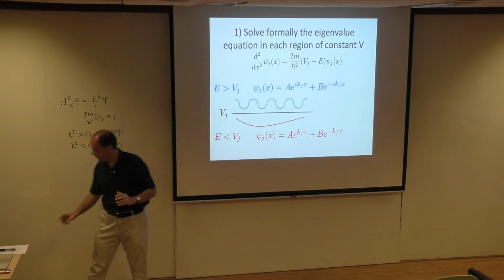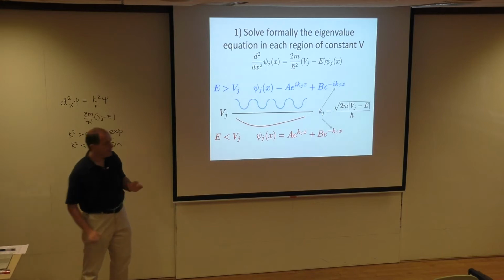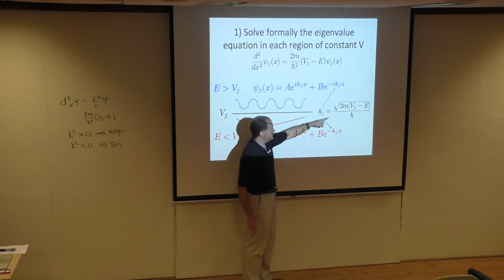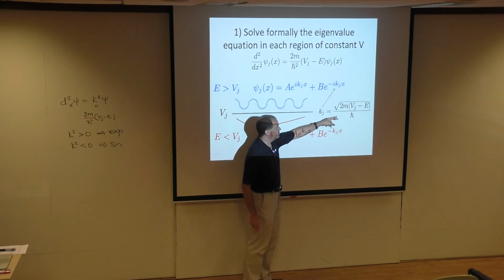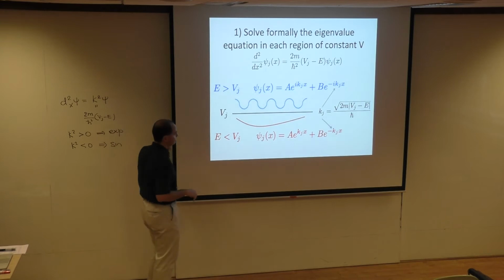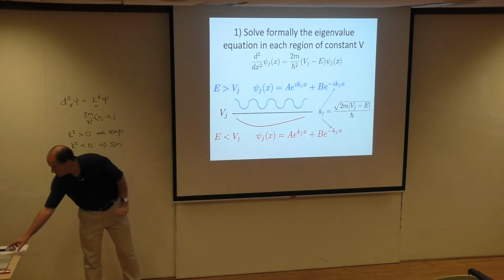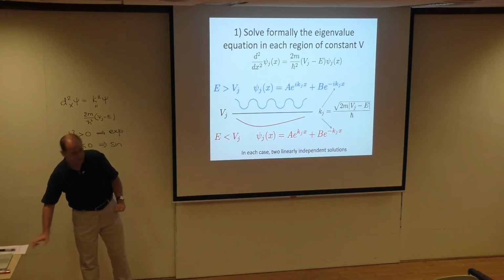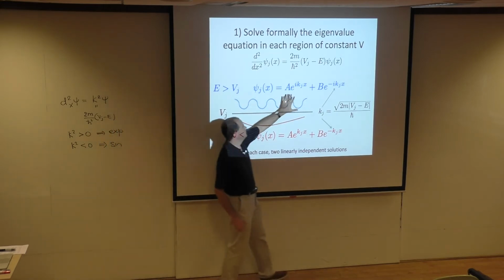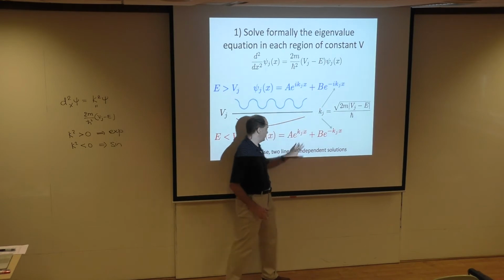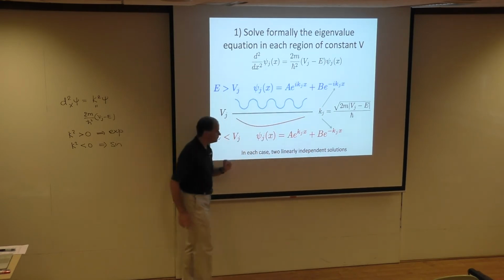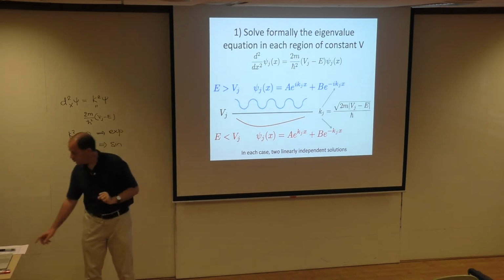That's the second step. First of all, let me remind you that k in both expressions is defined as this expression, where Vj minus E is an absolute value, right? That's what we have written here. So in each case, we have two linearly independent solutions. You can take these and that, or cosine and sine, or cosine hyperbolic and sine hyperbolic. And now we have to connect the regions.